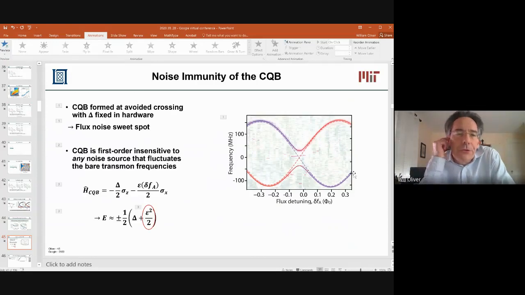Now, there's a certain noise immunity that occurs here beyond just the obvious one. So of course, there's the obvious one that if you bias at a flux sweet spot, then fluctuations in flux, at least to first order, don't affect us. But it turns out that this CQB, this composite qubit, is first order insensitive to any noise source that fluctuates the underlying bare transmon frequencies, which you can see just from this Hamiltonian here, where you get this epsilon squared term. But now it's not just flux, it's basically anything that would fluctuate your underlying transmons is protected to first order.